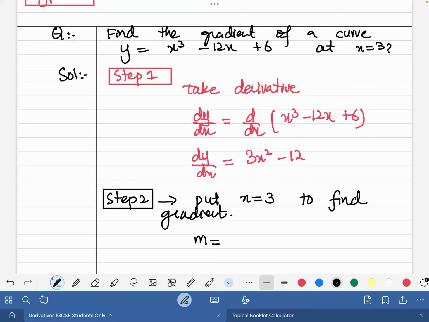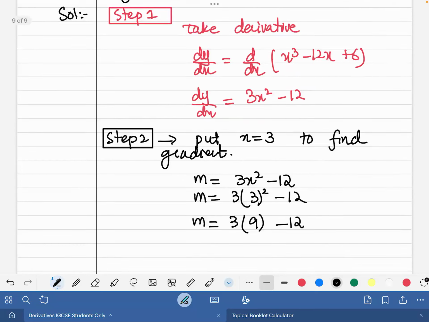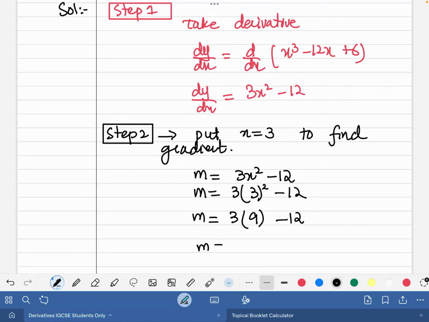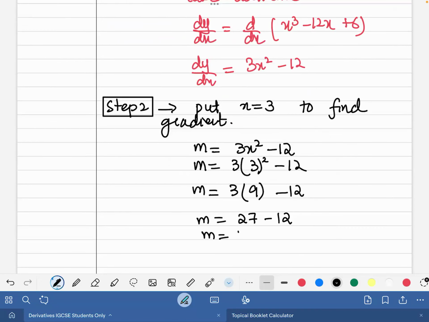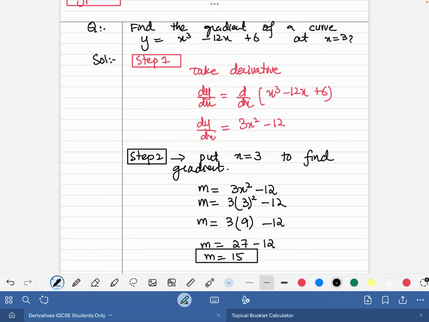So I can write that m is equals to 3x square minus 12. So m is equals to 3 bracket 3 square minus 12. So m is equals to 3 and 3 square is 9, 9 minus 12. So 9 threes are 27 and 27 minus 12 is 15. So the gradient of the curve at x is equal to 3 would be 15 without even sketching it, without even drawing the graph. Understood everybody?